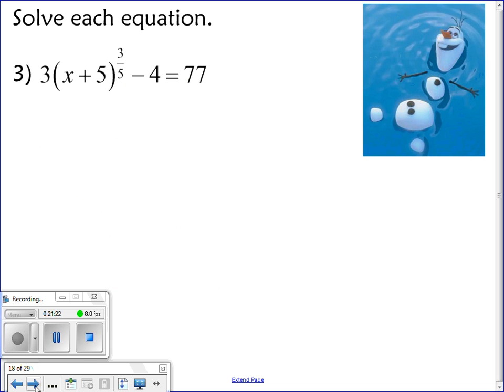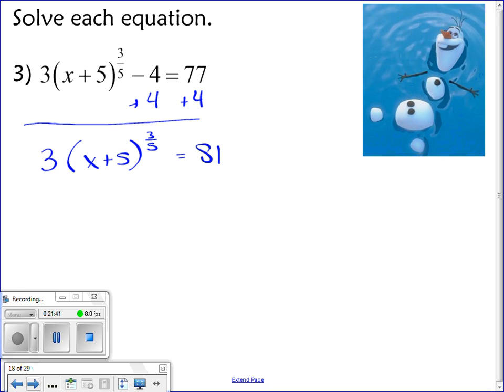Let's try number 3. What do you want to do first? Add 4. So 3 times x plus 5 to the 3/5 power. 77 plus 4? Good. Then we have to divide by 3. So x plus 5 to the 3/5. 81 divided by 3? Good. It's 27. Now that part's totally by itself.